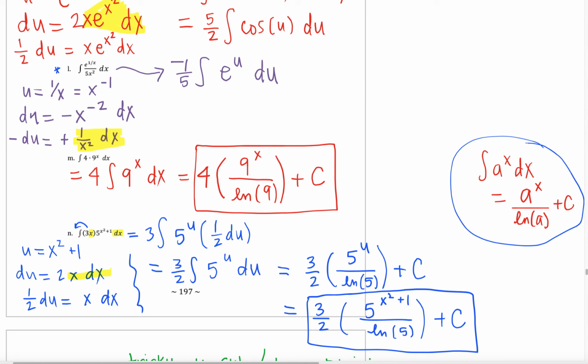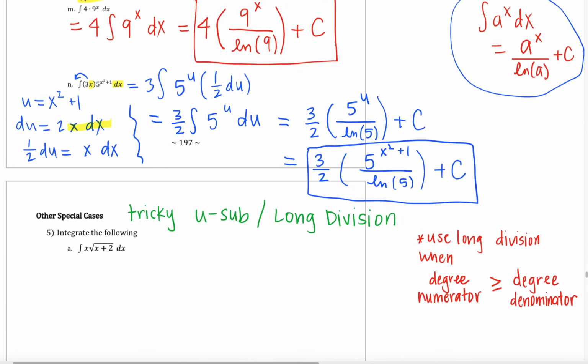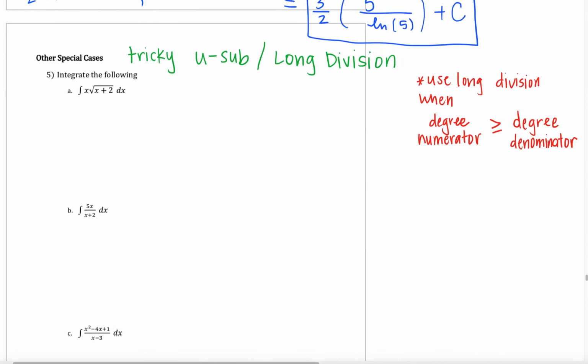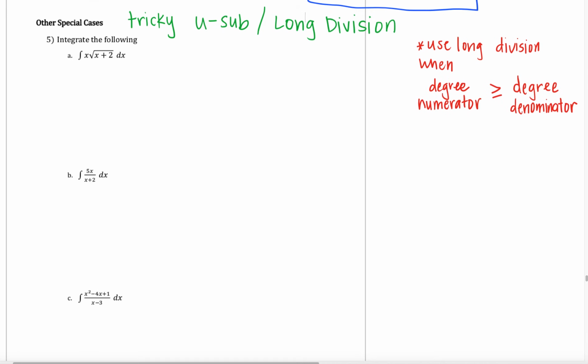So we saw those last 3 basic integrals, and then we also saw some examples that involved u substitution. The last thing we're going to talk about in this video is actually some tricky u-subs, some special cases, and bringing back some stuff from Algebra 2 with long division. So in example 5 here, each one of these is a special case, and I do want to point out from the very start that there's more than one way to do a lot of these integrals. I'm going to just show one method for each of them and mention some other ones that could work as well.